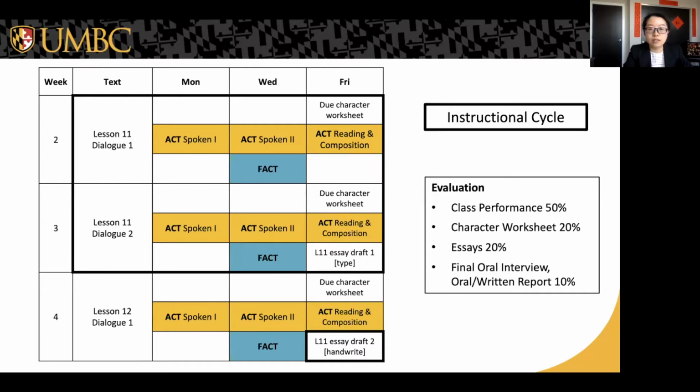By the time students finish both dialogues of 1 lesson, they write an essay in 2 drafts. The first draft is typed on Google Doc and receives the instructor's feedback, allowing enough time for revision. The next week, students turn in a second draft, a revised version written by hand. The darker boxes mark an instructional cycle for 1 entire lesson. As you can see for the evaluation part, a big part comes from daily class performance.